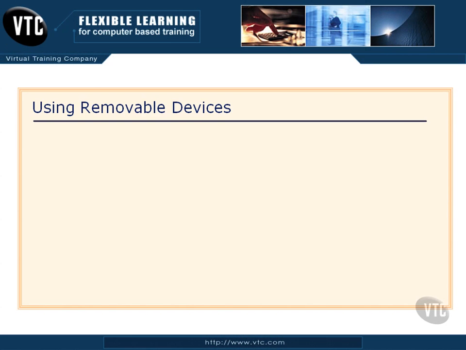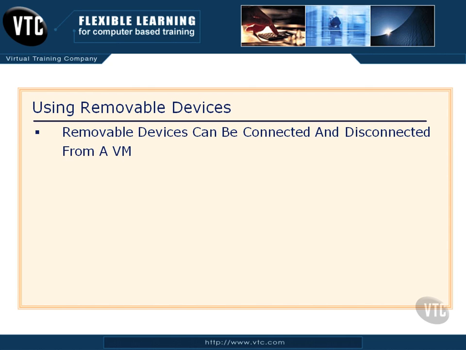It's not going to take very long using a virtual machine to suddenly realize that, hey, wait a minute, I need to access some removable devices, thumb drives, even printers, those sorts of things, USB type devices especially. Well, removable devices can be connected and disconnected from a virtual machine very easily, as a matter of fact. Now, there's a couple of ways this can happen.